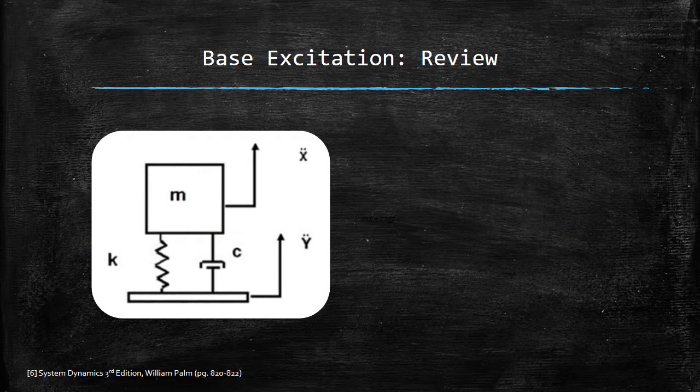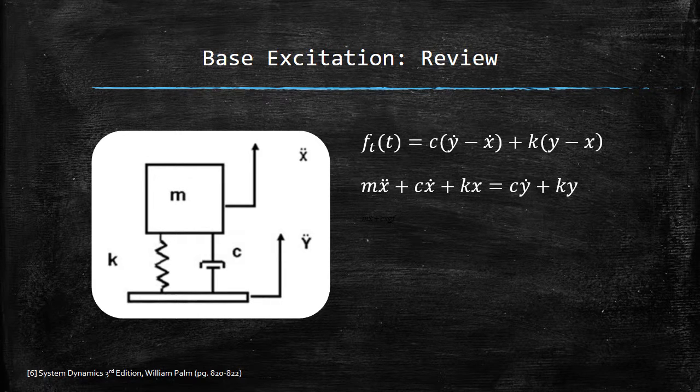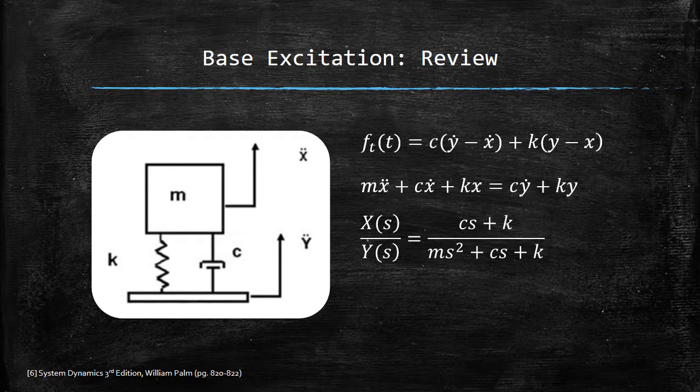To quickly review the dynamics behind a base excitation problem, we turn to a simple example. The transmitted force from the spring and damper to the mass is shown here as F sub t. Now, setting the transmitted force equal to the mass times its acceleration leads to the governing equation of motion. And after using a Laplace transformation, the following transfer function can be obtained. This transfer function is called the displacement transmissibility.